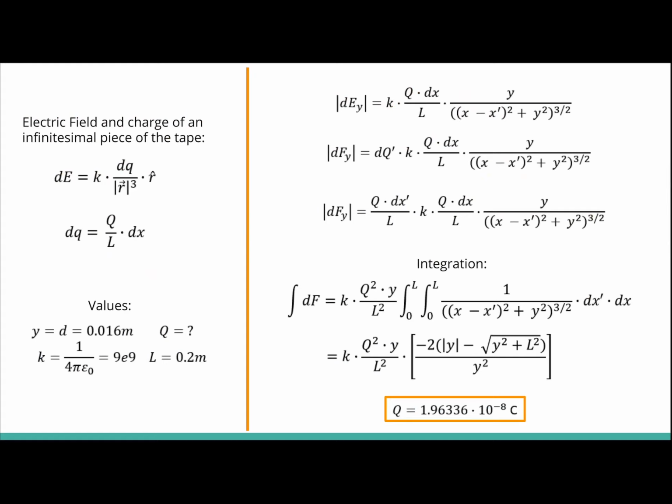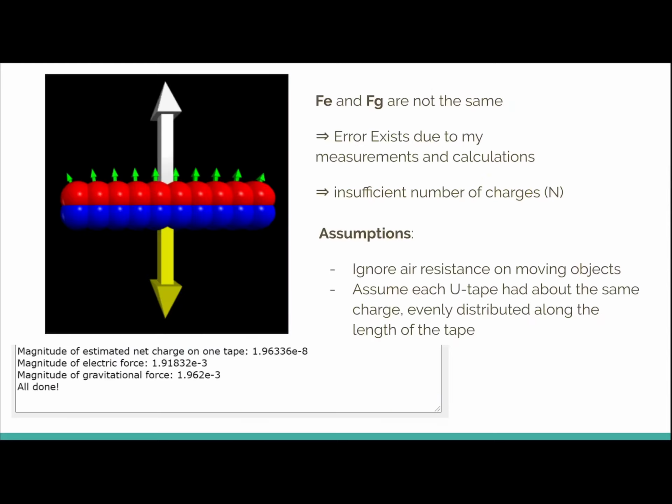Then to get dF, I multiply it by dQ'. Then the equation is integrated. Since dx and dx' are the infinitesimal pieces of the two tapes, they are both integrated from 0 to L. After integration, I plugged in the y, k, and L values, and if I set the electric force with an unknown Q equal to the gravitational force, I could get the net charge Q as 1.963 × 10^-8 coulombs.